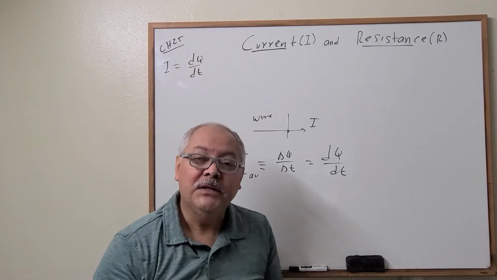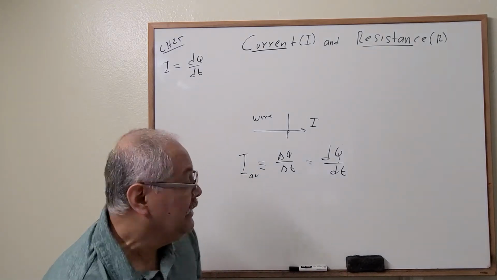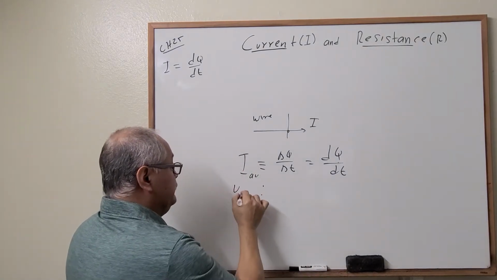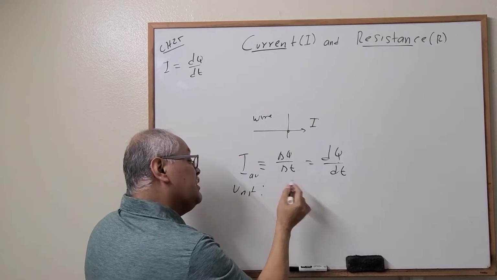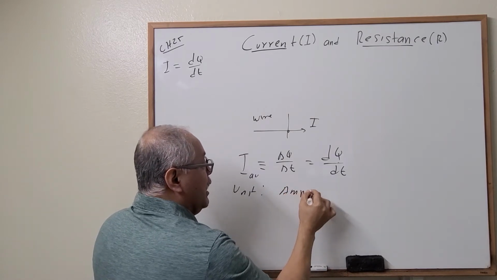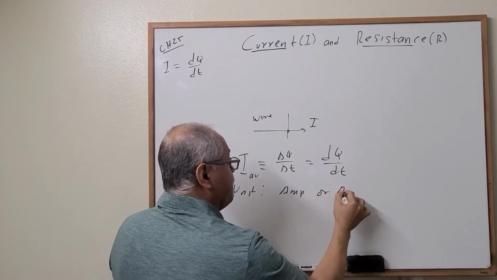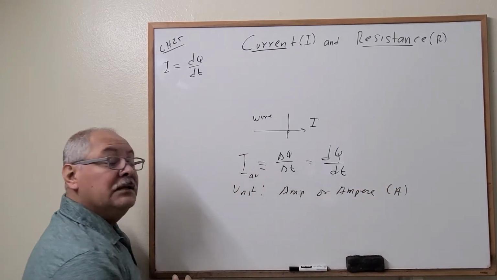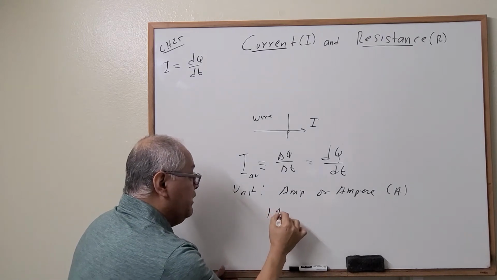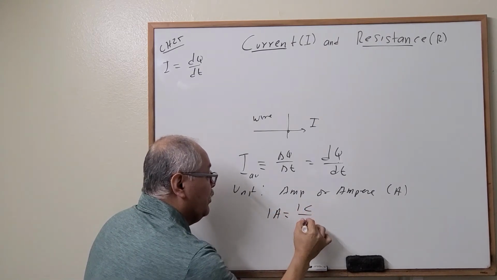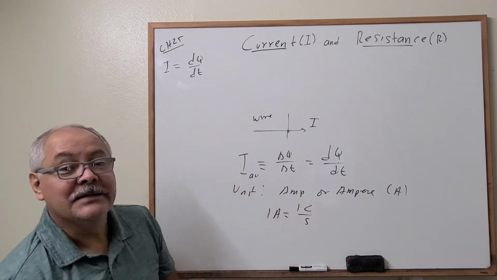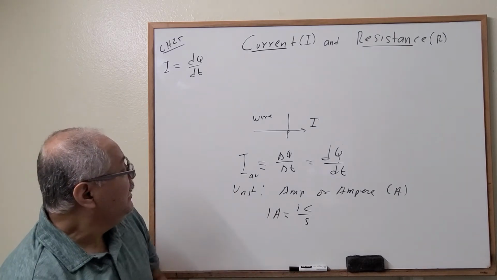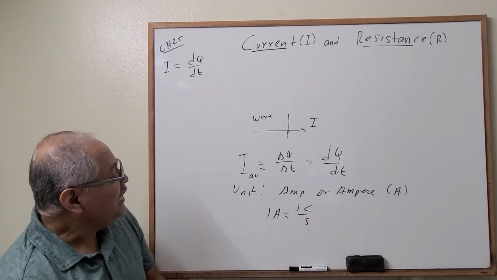Now this is a new quantity, so we need the unit. The unit for current is called the amp or ampere. The symbol is A. In this case, 1 amp is equal to 1 coulomb per second. And this is the definition for current.